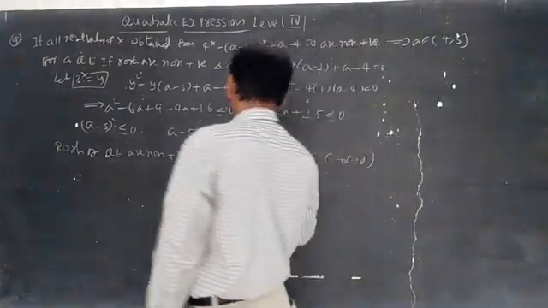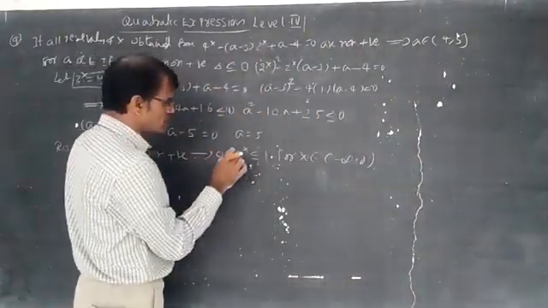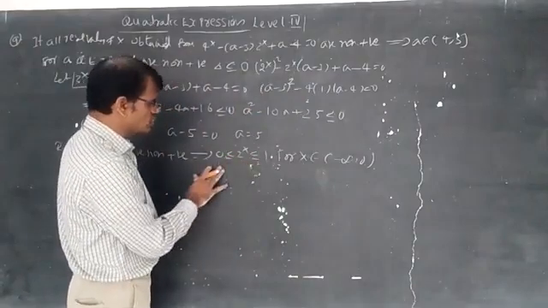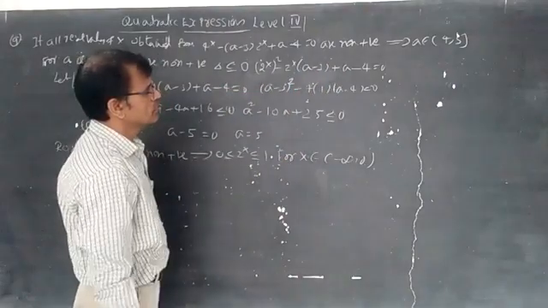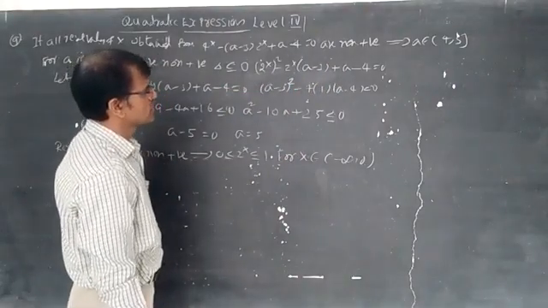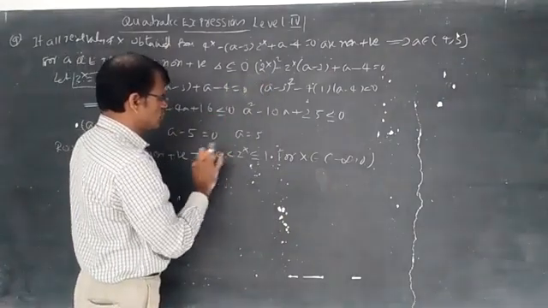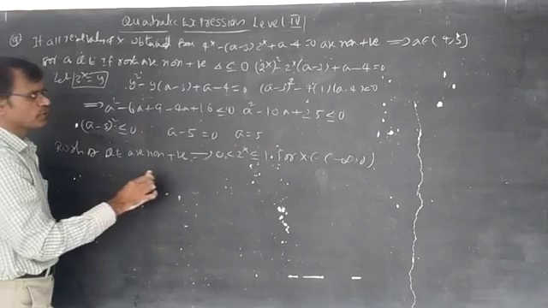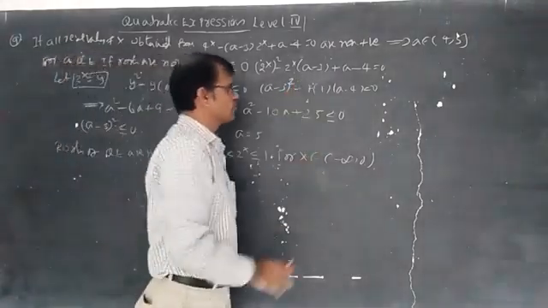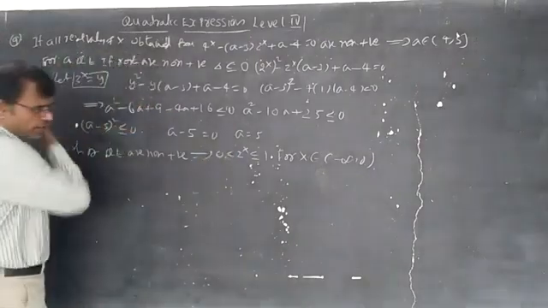Whenever 2 power x is a value, there is a chance to get 0 and 1. 0 you should not consider, because whenever it is 0, the product of roots becomes 0. Here 2 power x should not be equal to 0. That is why simply put 0 less than 2 power x less than or equal to 1. So the product of roots is a minus 4. So 2 power x, the maximum chance is 1.